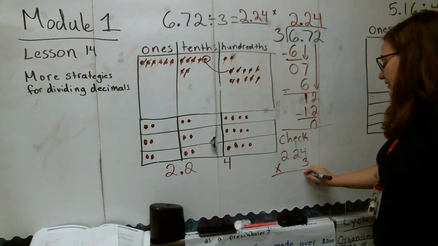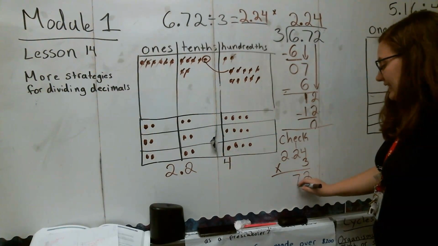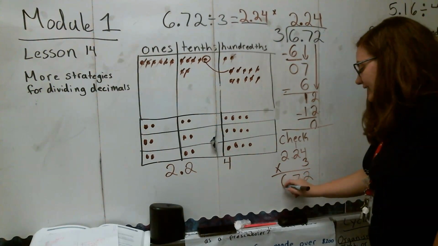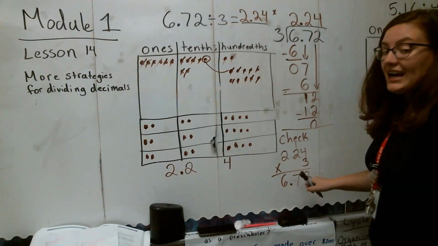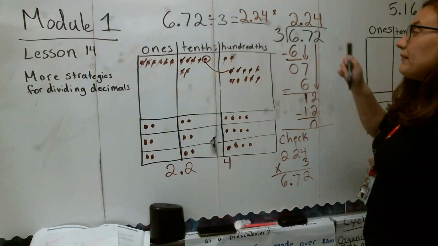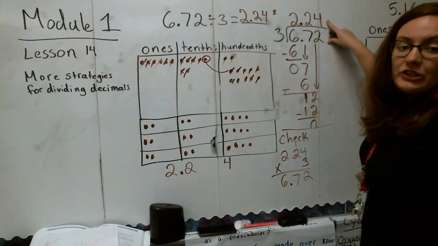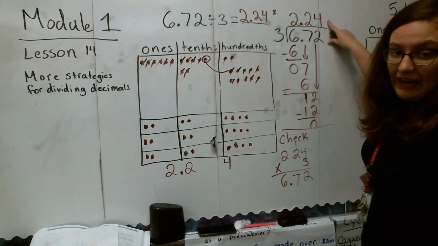So 4 times 3 is 12, 2 times 3 is 6 plus 1, which is 7, and 2 times 3 is 6. Bring down my decimal, and I get a final answer of 6 and 72 hundredths, which does match the number on the inside, so I know that my answer 2 and 24/100 is correct.